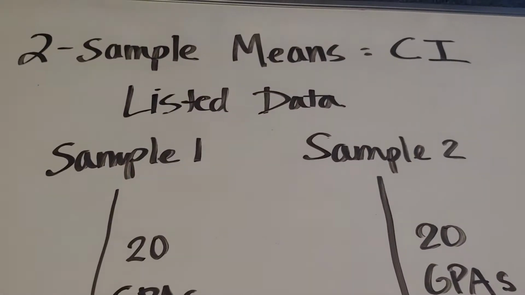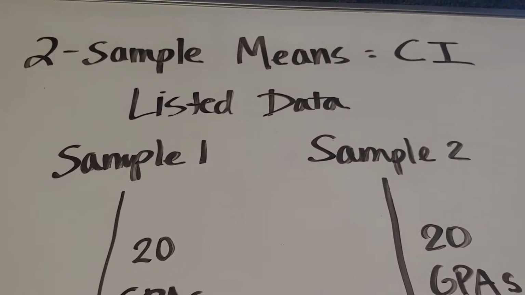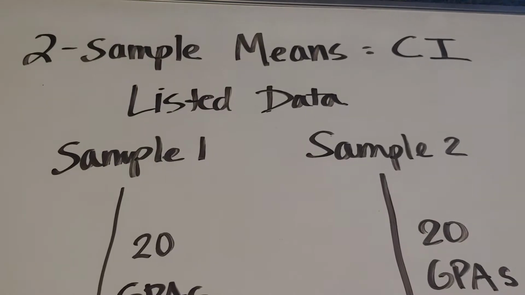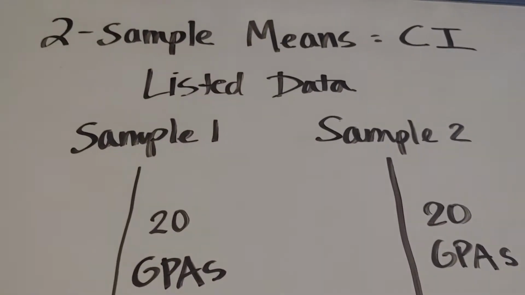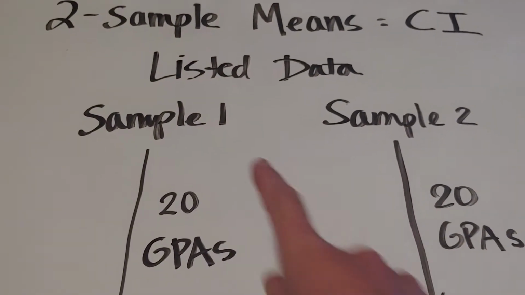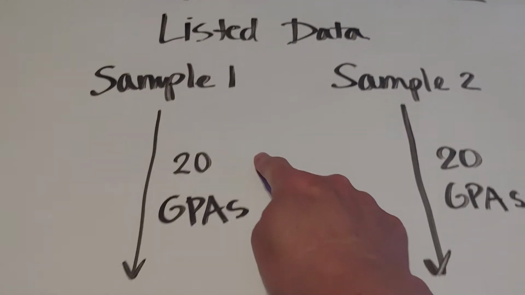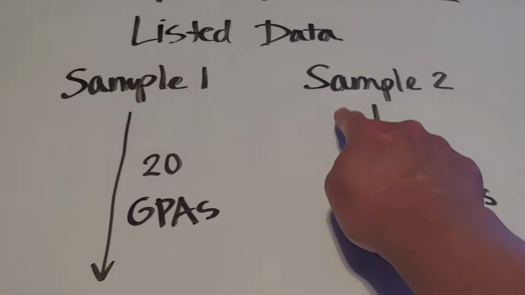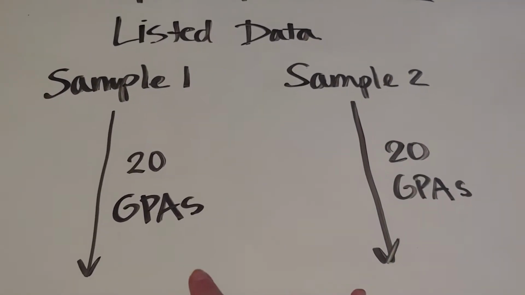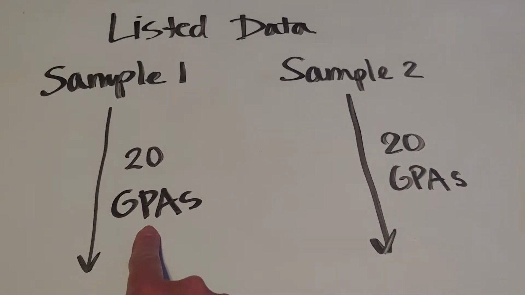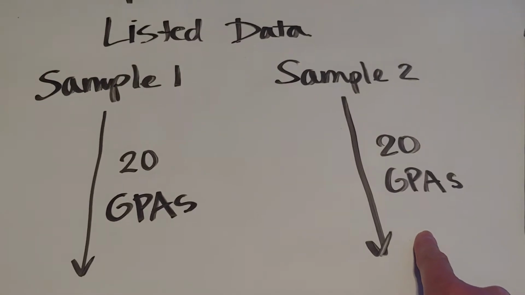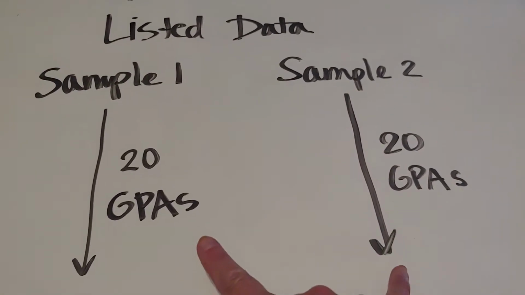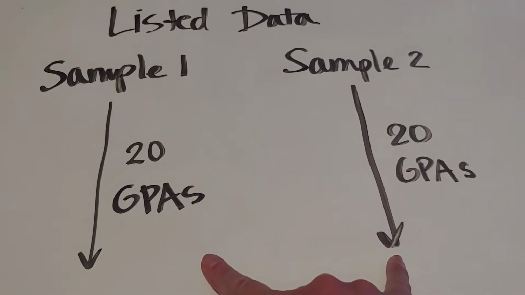This example is two sample means finding a confidence interval, but this time it's listed data. So the idea for listed data is that it's not summarized. So you have one sample, all of 20 values or 30 or 40 or however many you have, and another sample as well. So I'm saying if we're still doing GPAs, I have 20 GPAs here and 20 GPAs here. And I want to know if their means are statistically the same or not.